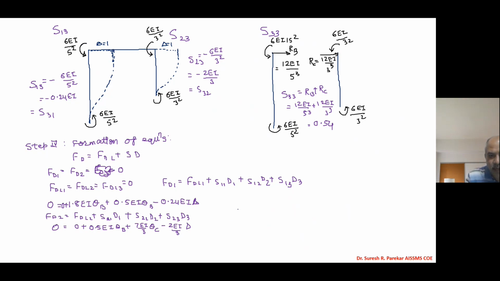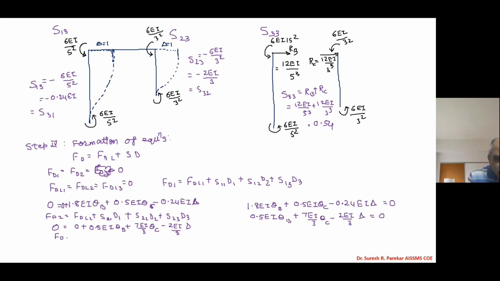So now you can see the first equation we have: 1.5 EI theta B plus 0.5 EI theta C minus 0.24 EI delta equal to 0. Second equation: 0.5 EI theta B plus 7 EI by 3 theta C minus 2 EI by 3 delta equal to 0.